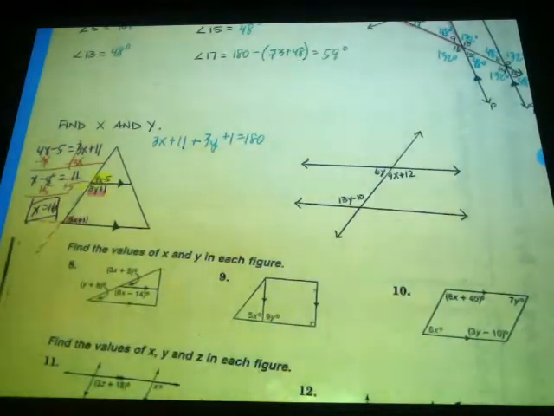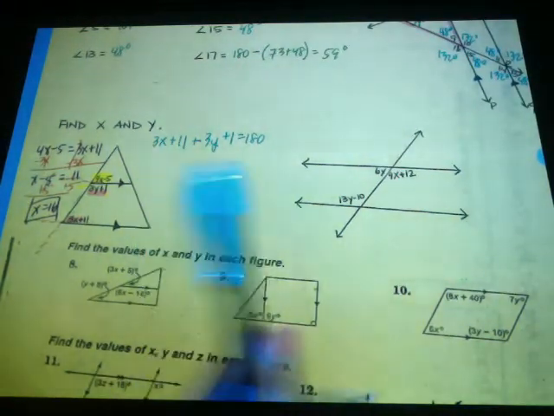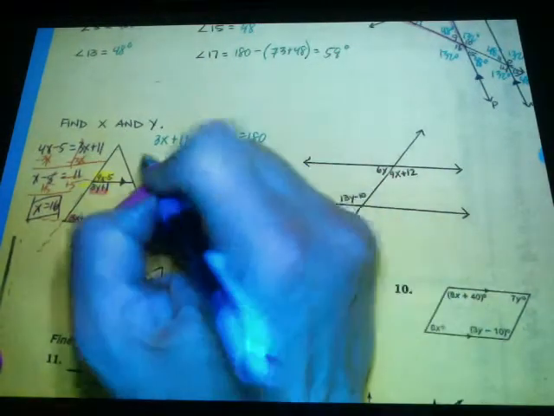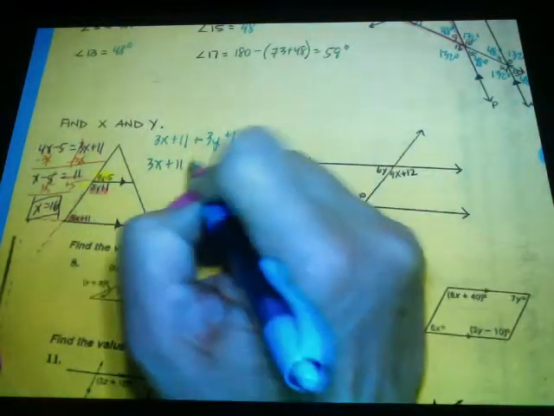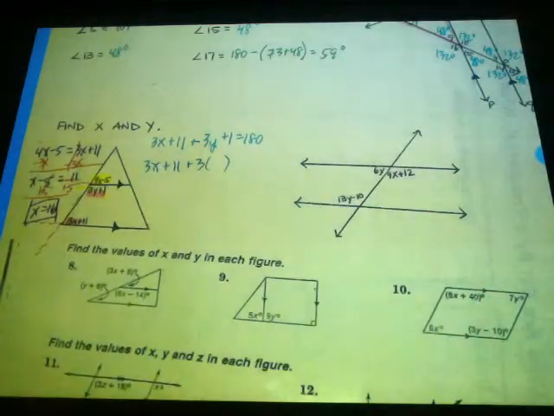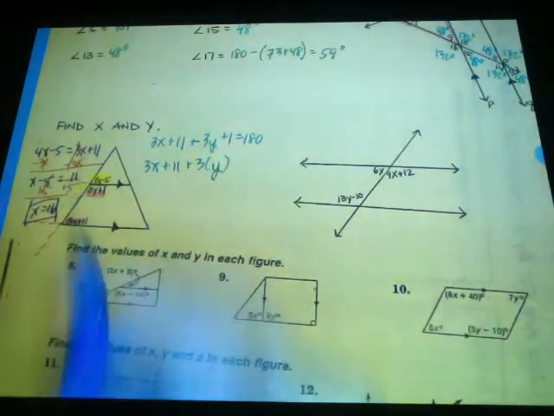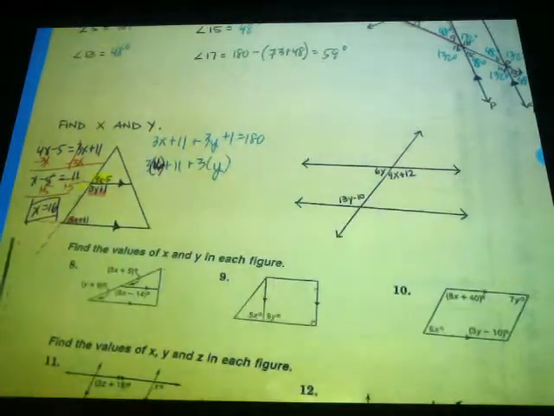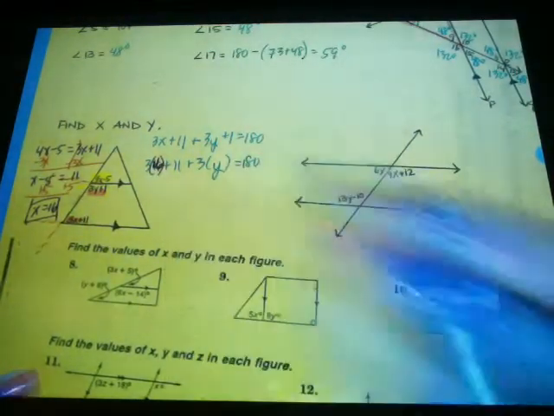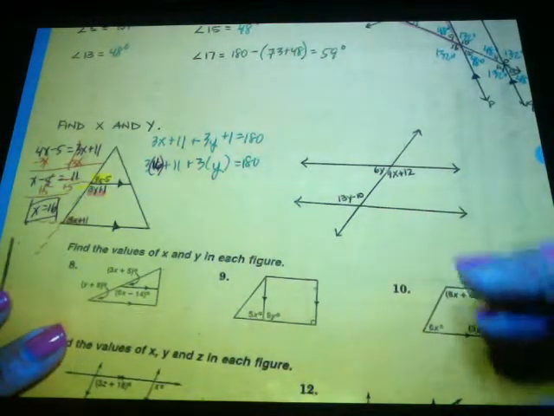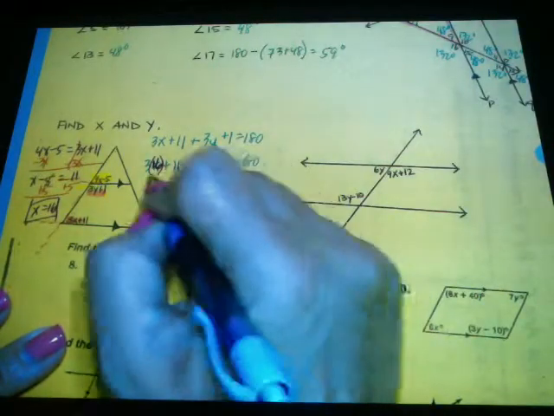So now I found x, correct? Finding x, can't I plug it in for x in this equation and find y? Right? So that's what we're going to do. For the 3y plus 1, oh, I'm just putting the wrong one. There's my y. My x is going to be 16. Equals 180. So what's 3 times 16? 48. What's 48 plus 11?